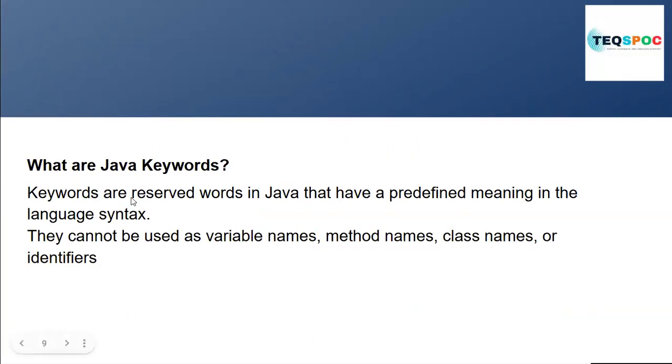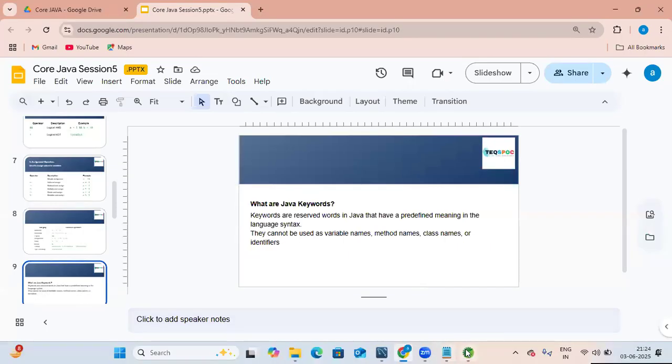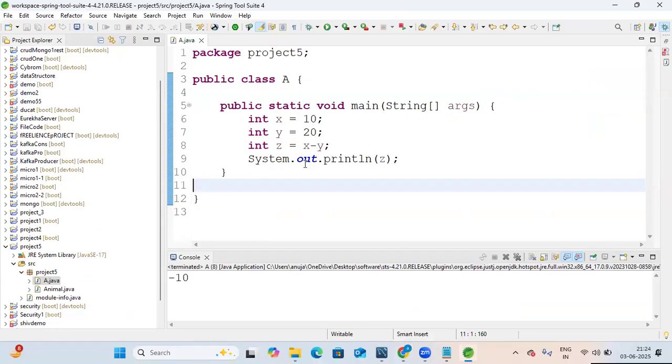Now, what is a Java keyword? Keywords are reserved words in Java that have a predefined meaning in the language or syntax. You cannot use the predefined keywords as a variable name, method name, or class name in Java. What basically it means is, as in previous classes we have seen, System is a class. So you cannot write the variable name System here, you are getting an error.